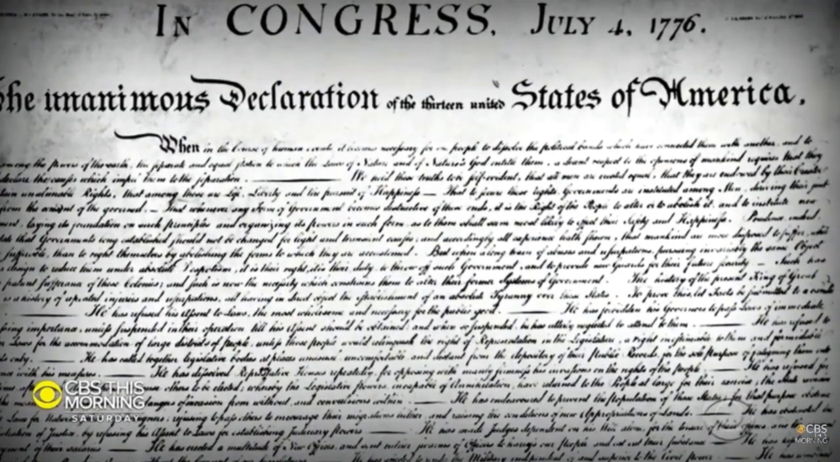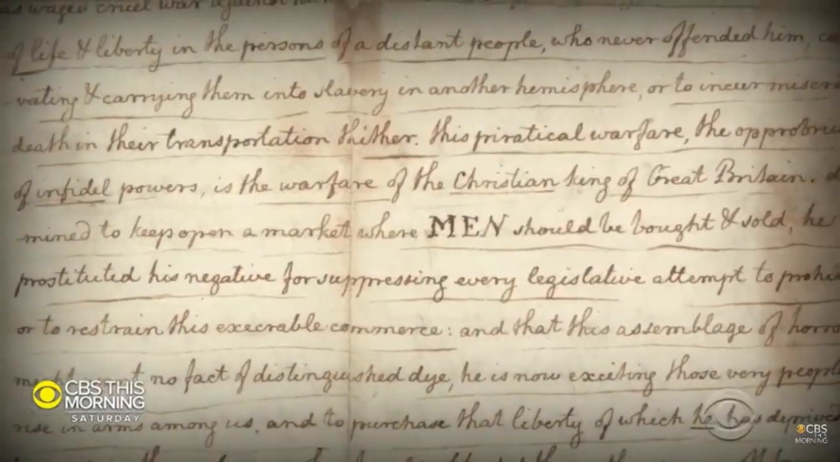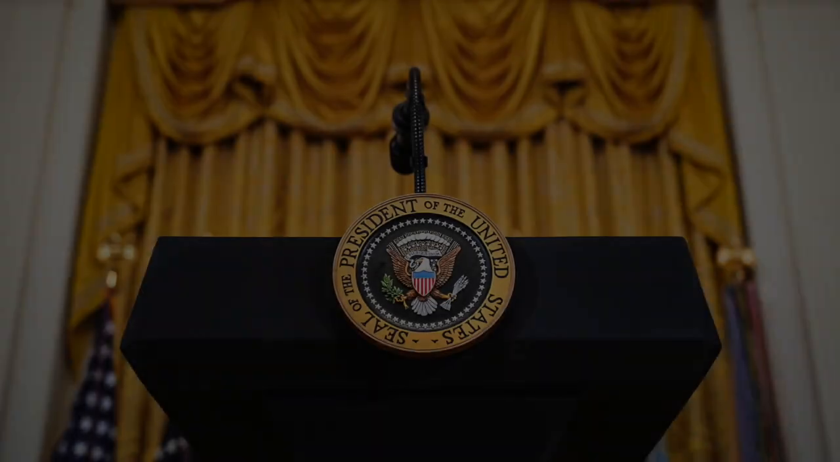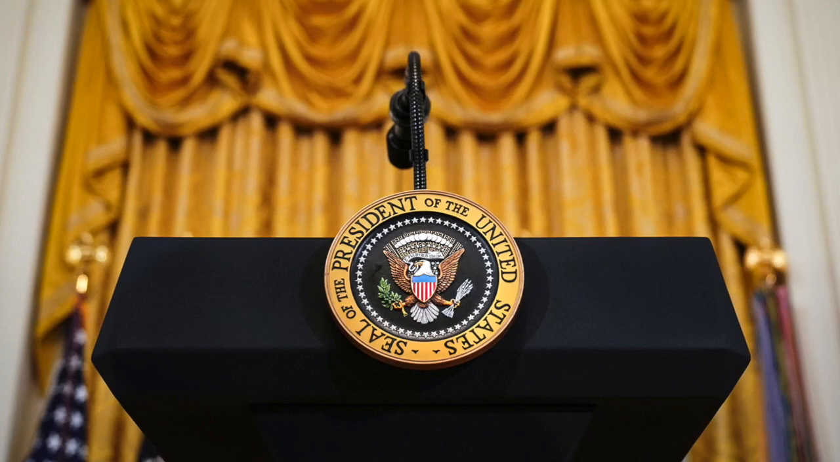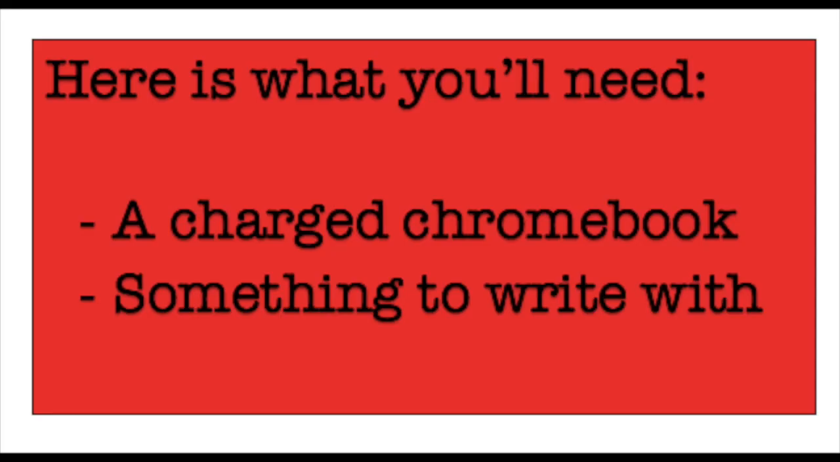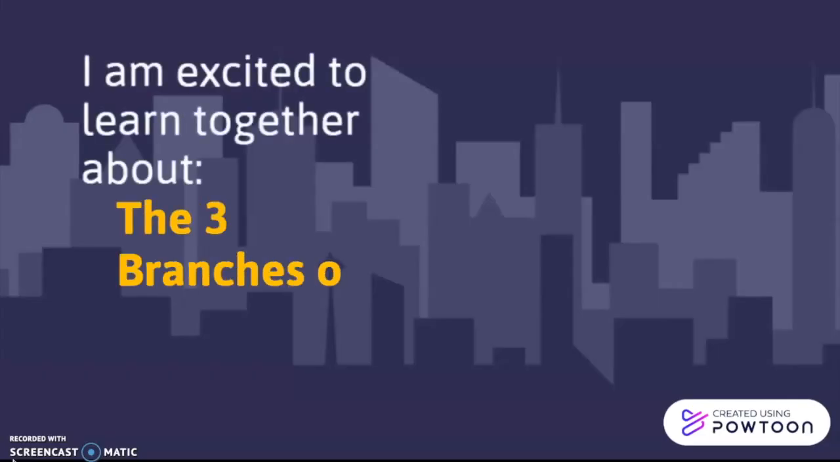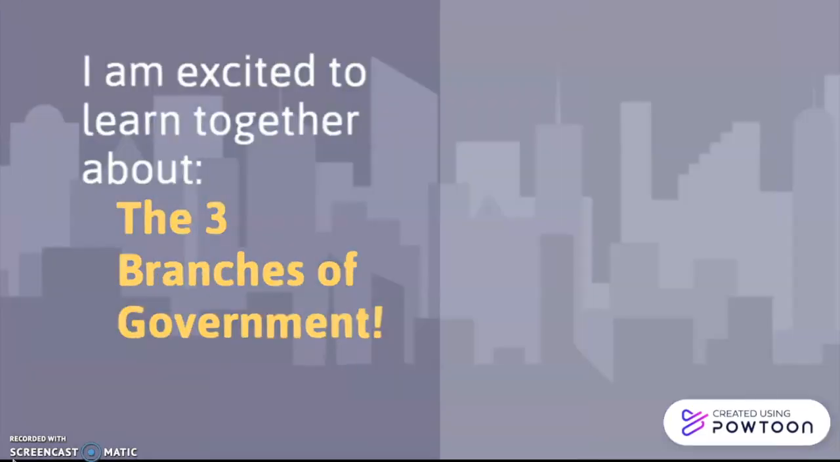Today we'll be continuing our conversation of the early U.S. government by discussing the presidential powers. These include all of the things that the President of the United States can and cannot do. We'll be using technology and each other to explore. I am excited to learn together about the three branches of government.